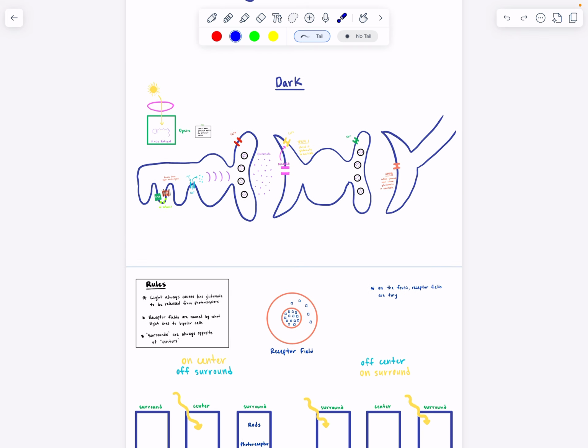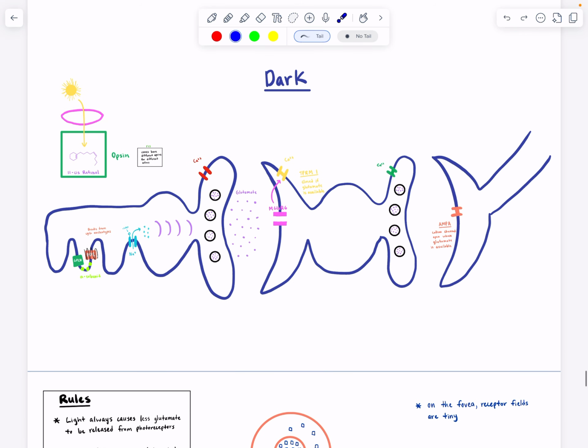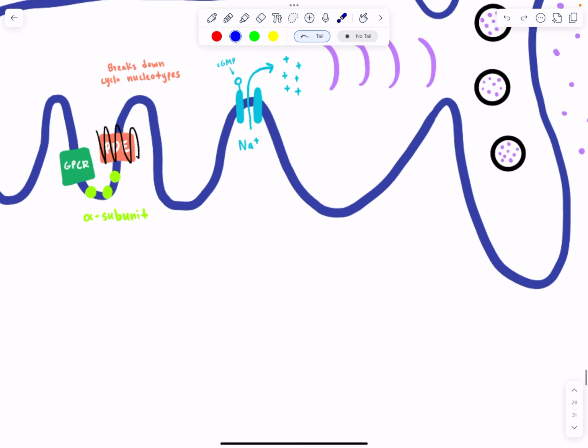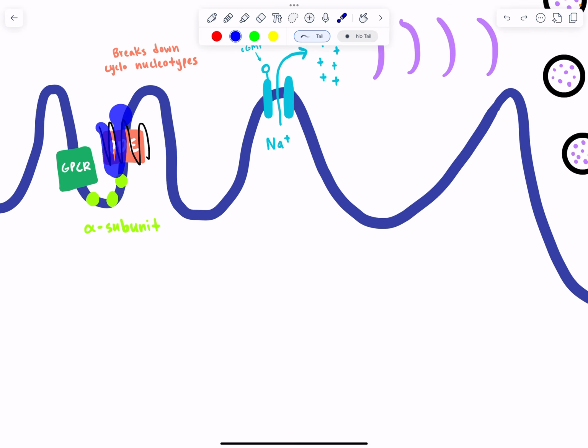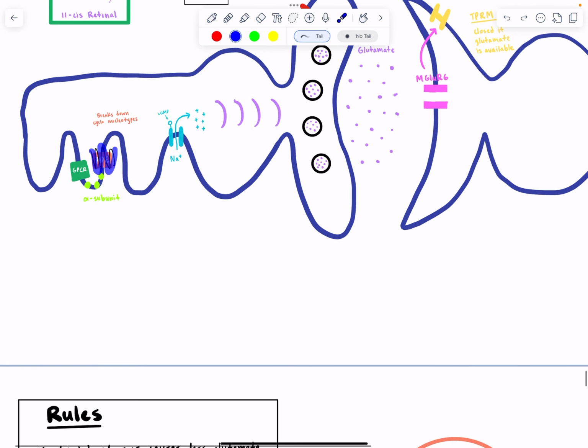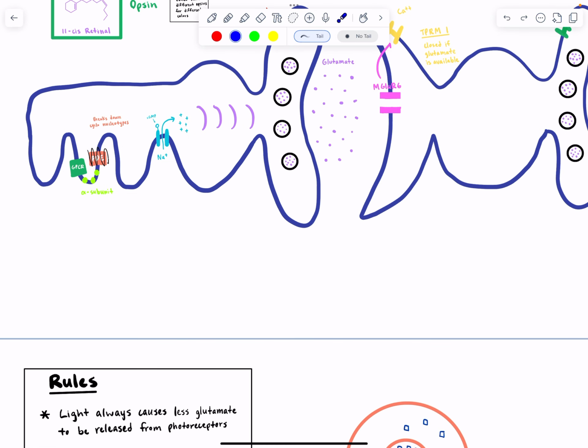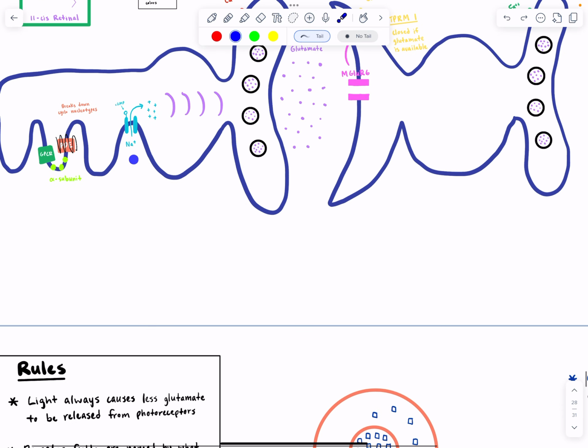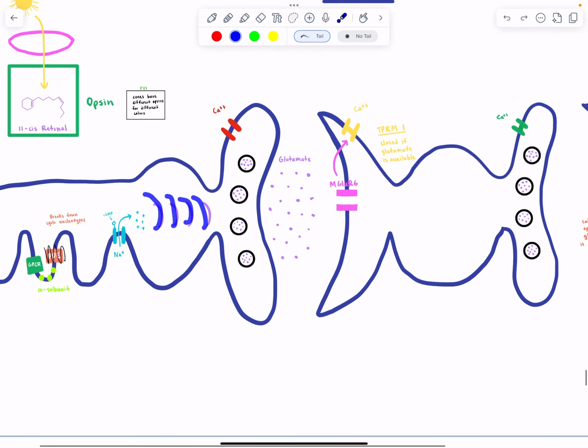If we're in the dark, let's say not enough light comes in, so PDE is going to be inactivated, so it's not going to do anything. So this channel is going to stay open, depolarize the cell, cause this calcium channel to open, release glutamate.